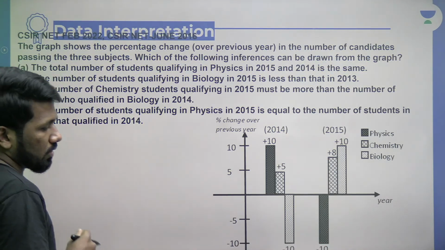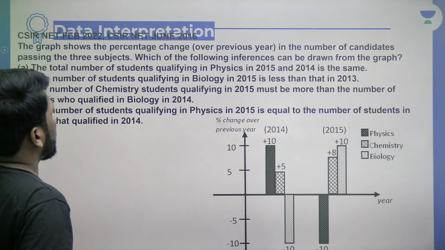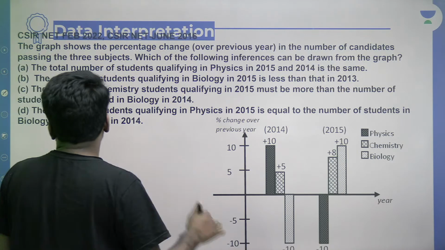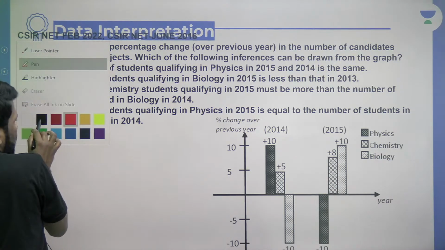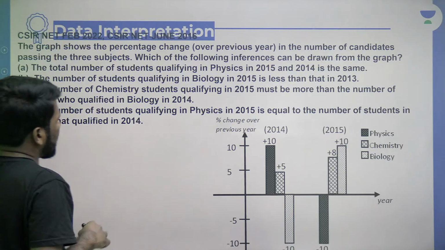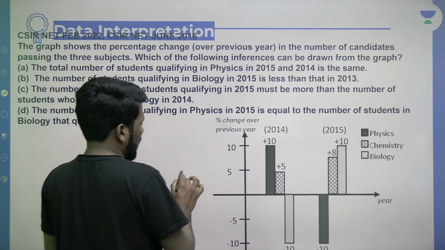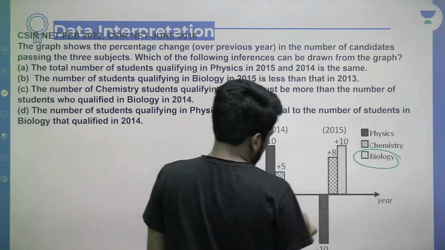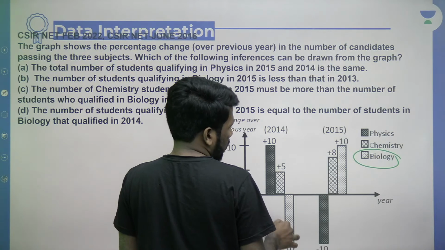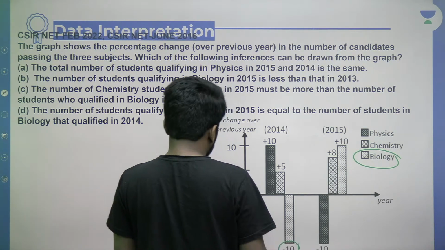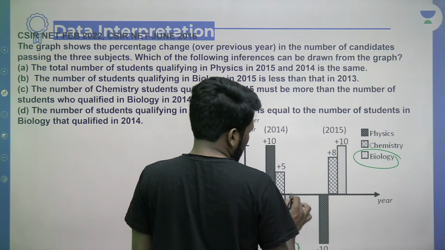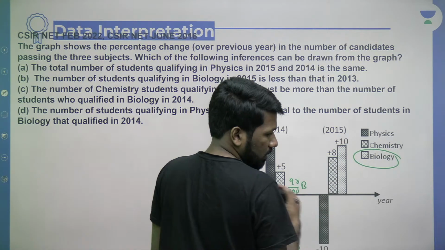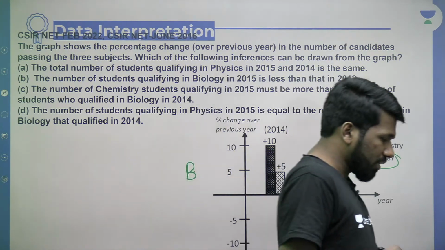If that is clear, option B, number of students qualifying in biology in 2015 is less than that in 2013. There also, if you are not understanding the graph properly, you may be thinking 2013's value is necessary for finding that, but not necessary. Biology value में B assume किया तो biology value कौन सा है, ये dotted region, that is 10% का decrease. So B का 10% decrease हुआ, मतलब biology value will be 90% of B or 90% of initial value. Is that clear? 90 by 100 B.